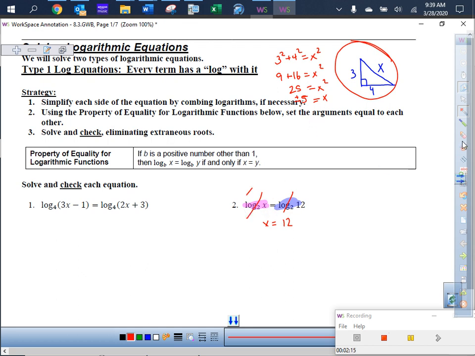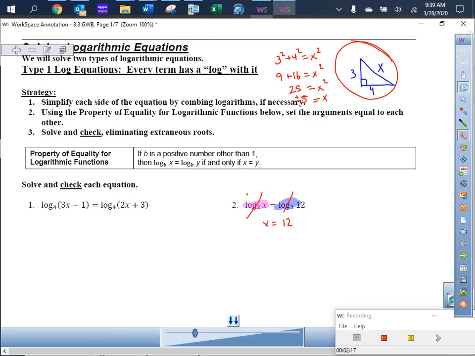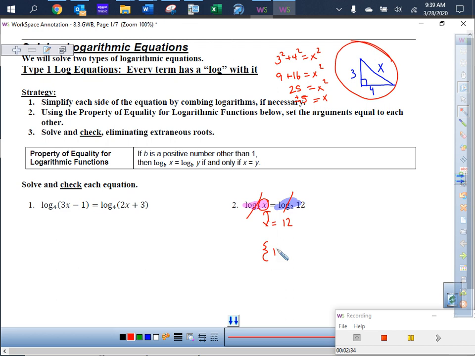Well, in logarithmic equations, we possibly could have extraneous answers, because here's what has to happen. When we substitute back in to the original problem, the argument must be positive. Can't be 0, can't be negative. It must be positive. And if we put 12 back in here, that's going to work. So 12 is our solution. So that's kind of neat. Let's try some more. We're talking ourselves through it.